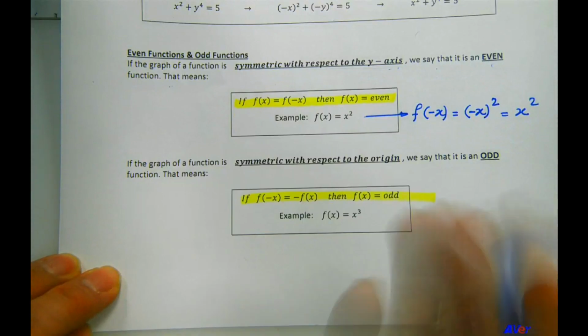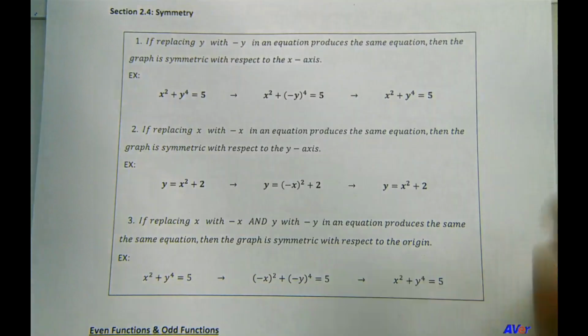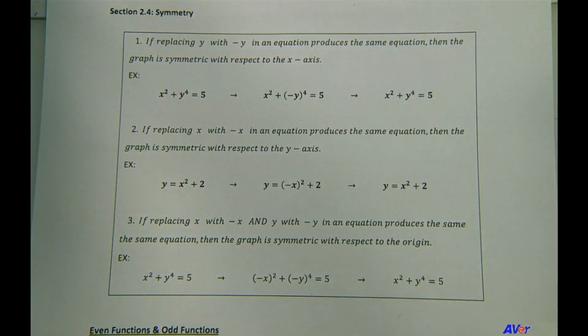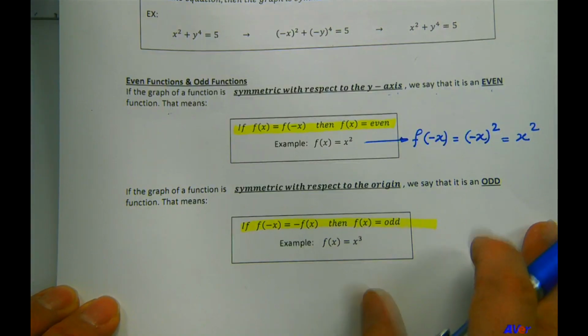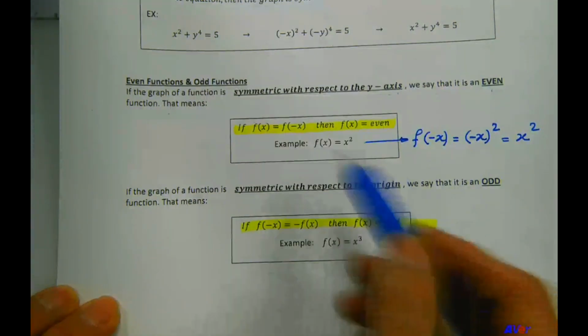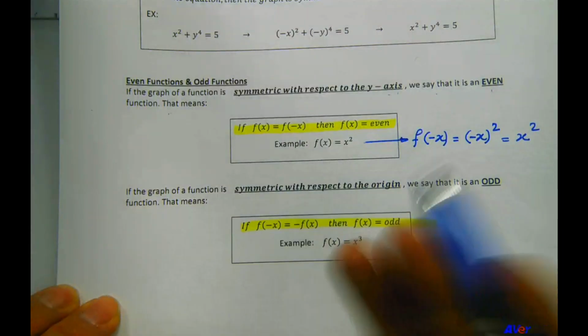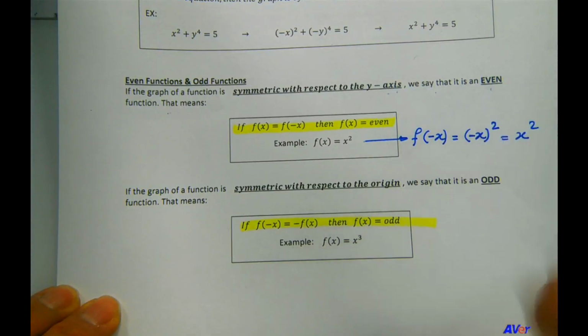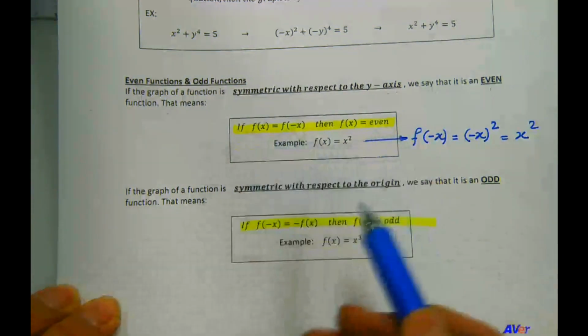We already knew from this discussion that it would be symmetric with respect to the y-axis, right? Because we replaced x with negative x. But what we didn't know, and now we are introducing, is that such a function that is symmetric with respect to the y-axis is called an even function. If you replace the x with negative x, you get the same function.